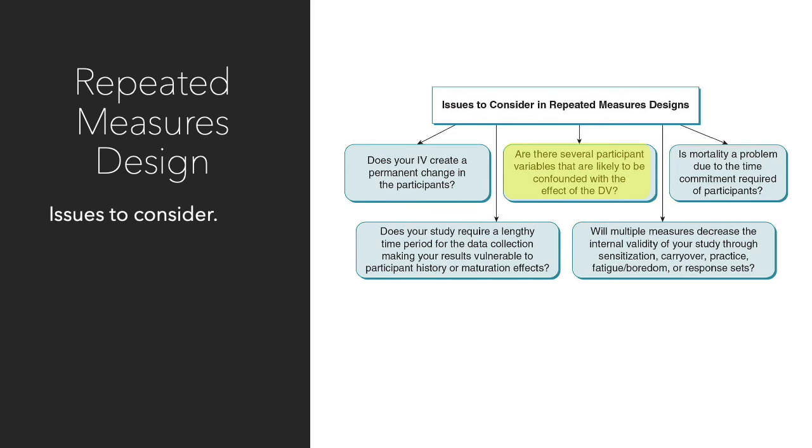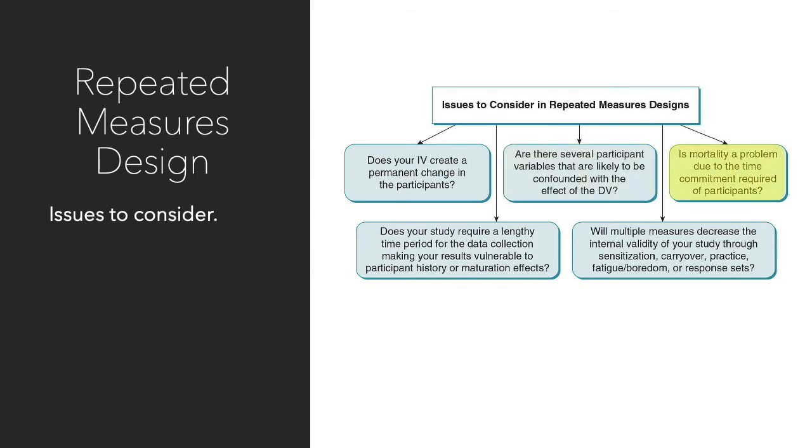Two, are there several participant variables that are likely to be confounded with the effect of the DV? Those participant variables that we just talked about in the case of matching design, if there's a bunch of them, you probably should just do a matching design. If gender matters and ethnicity matters and weight matters and hair color matters, then you probably shouldn't do a repeated measures design. You should probably do a matching design.